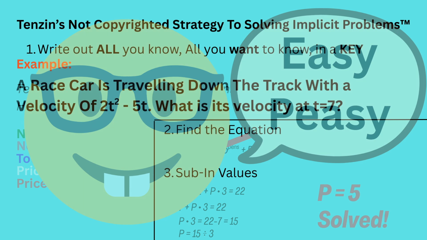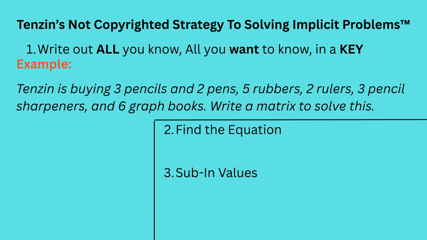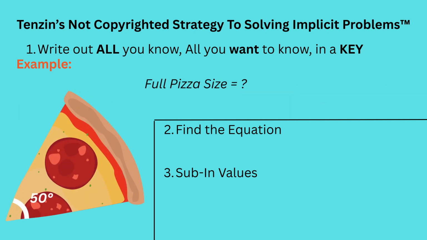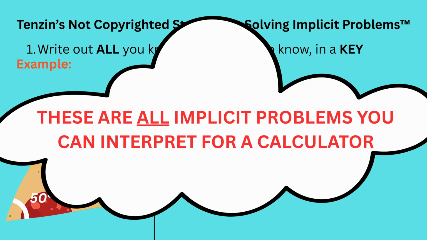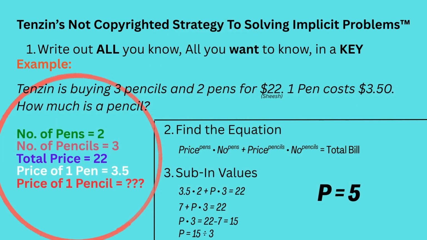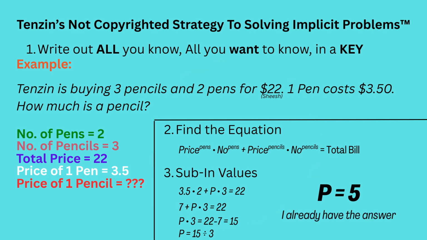A calculus problem in the form of a race car going down a track. Maybe a matrix shopping problem with sharpeners, rubbers and rulers as well. A geometry puzzle in an image form instead. But ultimately, these are all just implicit problems. You simply write out in a neat table all you know and all you want to know, assign variables to them, and then use formulas or logical equations to essentially fill in the gaps of the table, so you know everything about the problem. Once you're done, you usually already have answered the question it is asking, because the problem usually asks for the value of one of the unknown values, not given to you immediately.